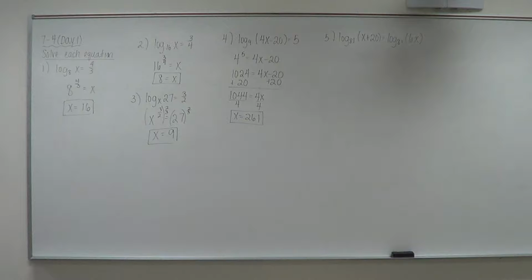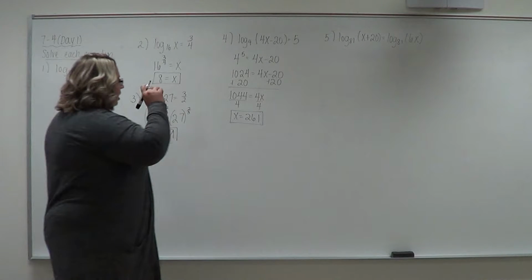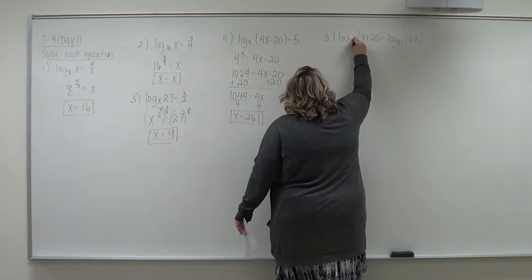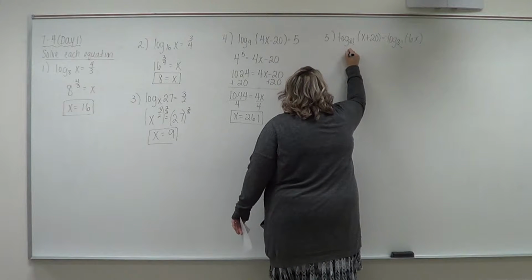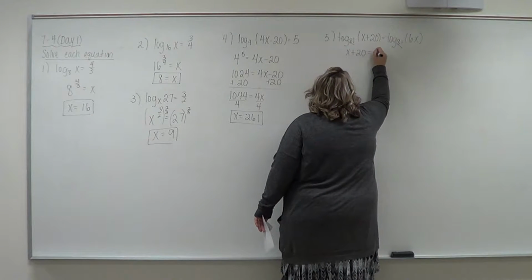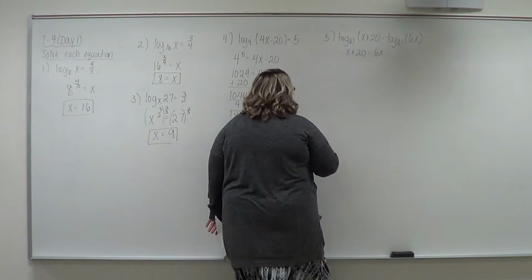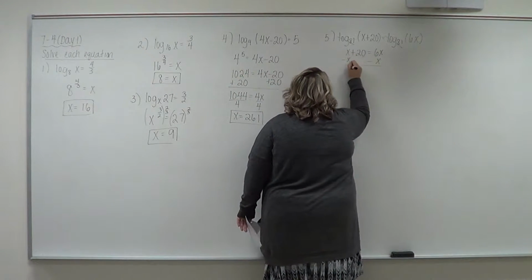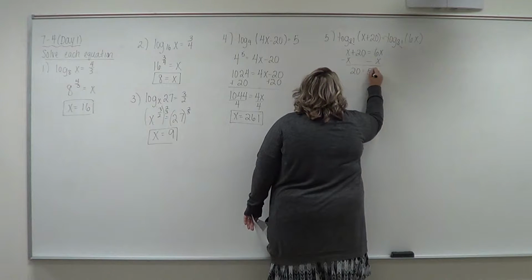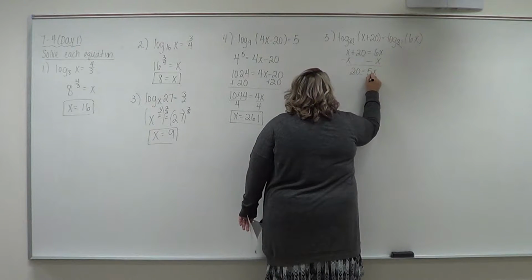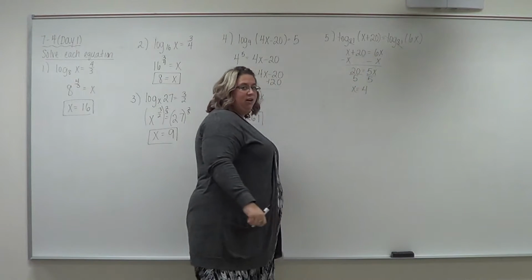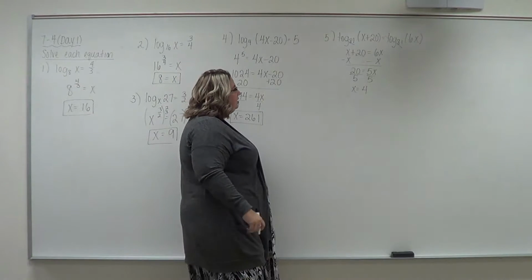Okay, if you have a log on both sides, it's going to be the same log base number as long as it's one log on both sides. So there's one log here and one log here. Those cancel, and you just solve what's left. So I have x plus 20 equals 6x. So to solve, I would subtract x. So I have 20 equals 5x, divided by 5. x equals 4.